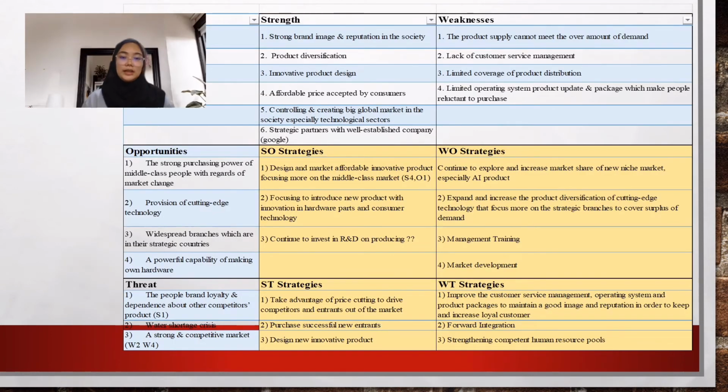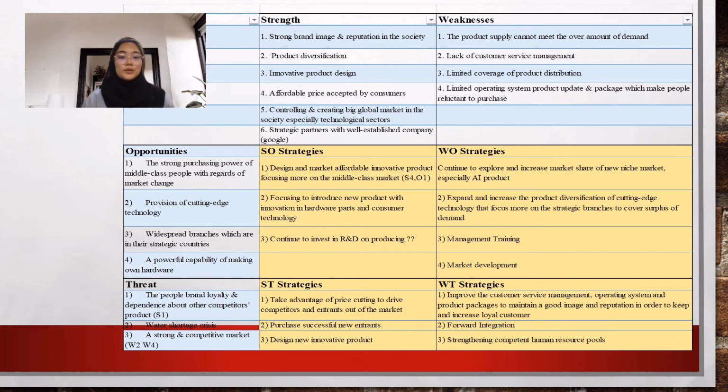As we can see here, in the table of the SWOT matrix, we can see strengths, weaknesses, opportunities, and threats. This item is copied from the previous matrix, which is the IFE and EFE matrix. And with that, we get the four strategies that we mentioned before.